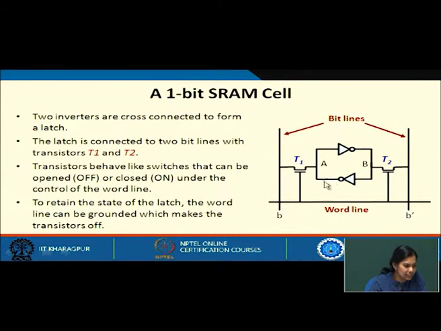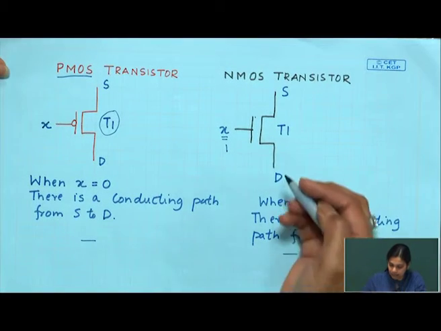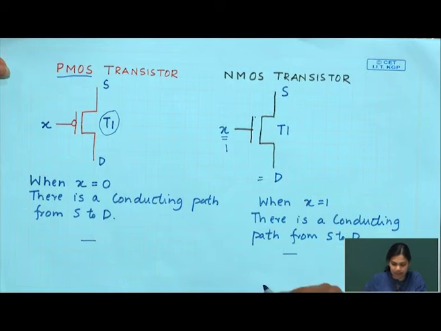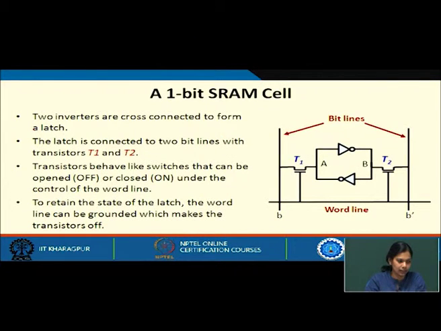And now, this latch is connected to two transistors T1 and T2. Now, what are T1 and T2? You see, this is an NMOS transistor. So, this kind of transistor is used here. If you want to activate this transistor, what input do you have to give? You have to give a 1 input here, then only this transistor will be on.